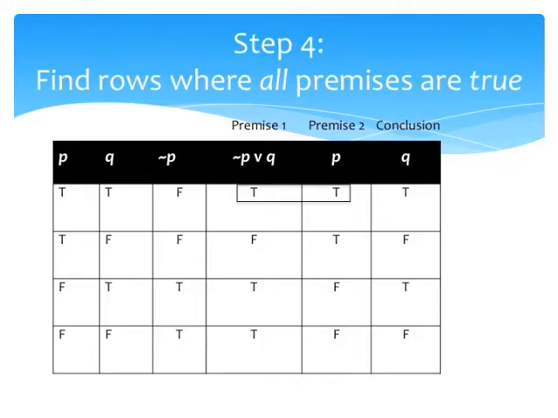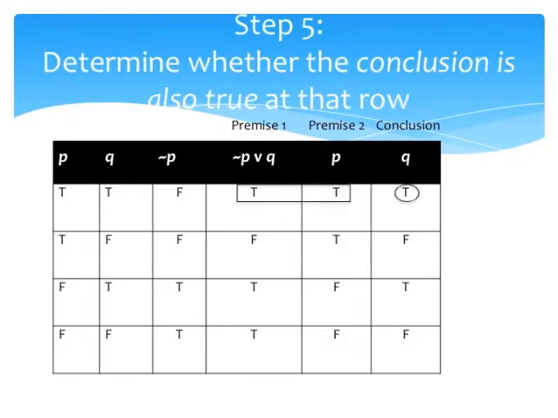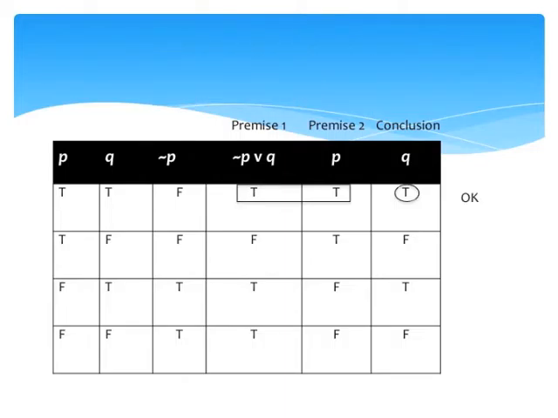The next step is to find rows where all the premises are true. And we see that there is only one row where this happens, which is the first row. Both premise 1 and premise 2 get T's. In all the other rows, at least one of them gets an F. The next step is to take that row and determine whether the conclusion is true or false at that row. And we see that the conclusion is true. So this is not a row in which the premises are true while the conclusion is false.